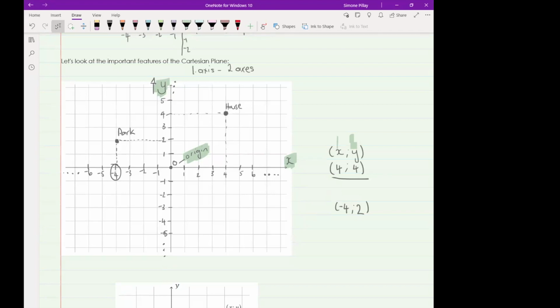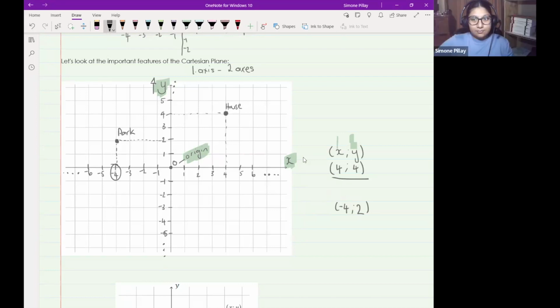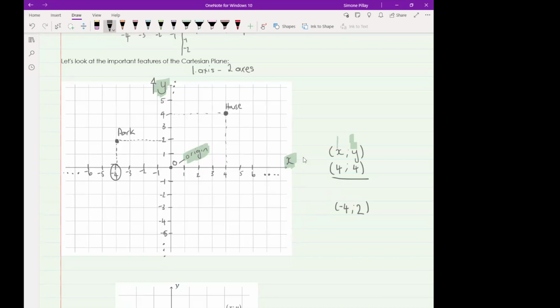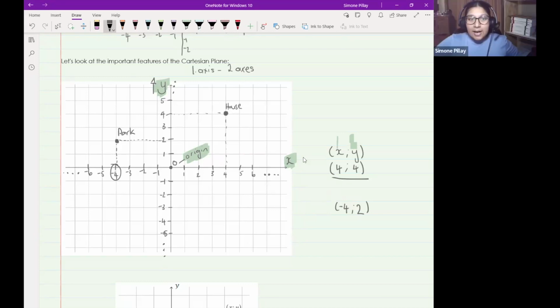The second one, ma'am. What if the x, you start with the y, and then the x goes last? Are you wrong? Yes. Automatically wrong? Not even a little right? Because look at this, right? Here I said the park is at -4 and 2. What if I wrote it as 2 and -4?